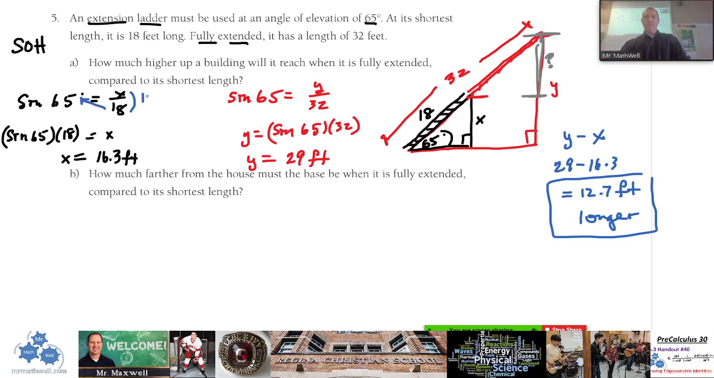So you write that equation and you cross multiply, or multiply both sides by 18, and that gets rid of the 18 on the right side to leave X by itself. It's just easier sometimes to think of cross multiplying. So sine of 65 times 18 equals X, which is 16.3 feet. That's what this black X is here, okay? 16.3.